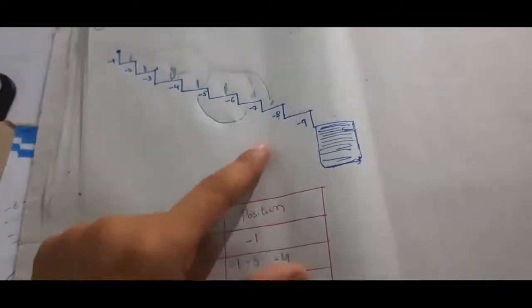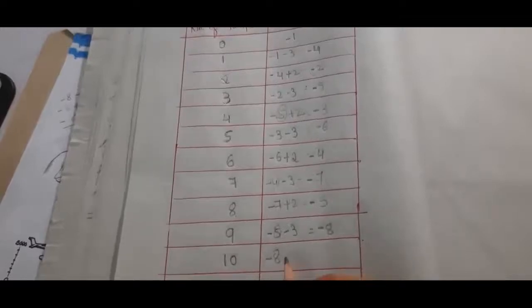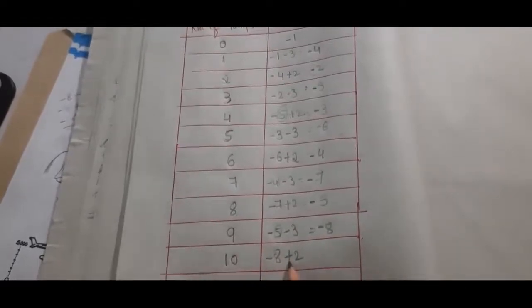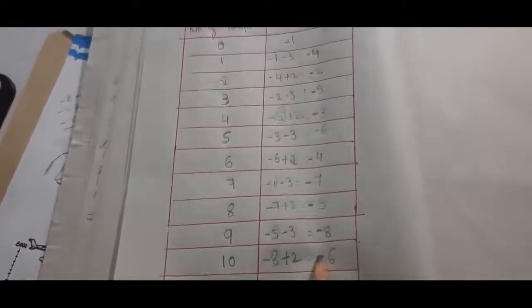Now, alternate method movement. Now, it steps up 2. Is it? So, in the 10th jump, minus 8. The position of the monkey now. Minus 8. It steps up 2 steps. Is it? Plus 2 now. Minus into plus, minus. 8 minus 2, 6. Which number is greater? Minus. So, minus 6.